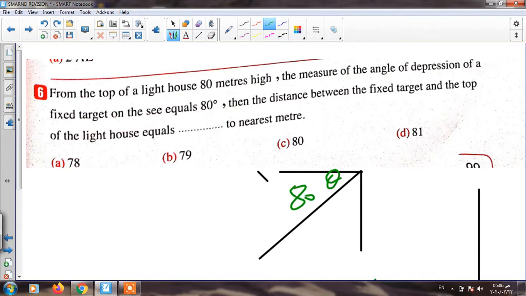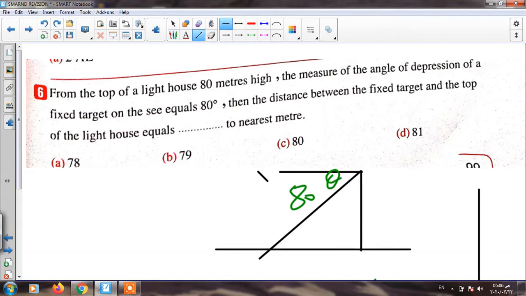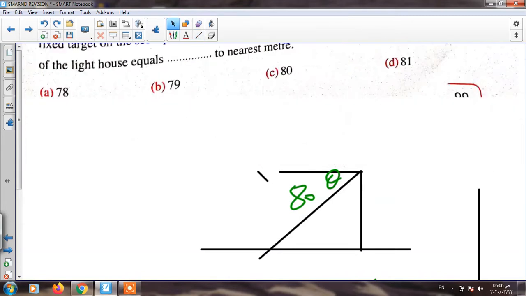The distance between the fixed target and the top of the lighthouse. So this is going to be our C, the sea level. See here, C, not C. Okay? And you can find that. Another time, how can I read the problem and start to draw it?